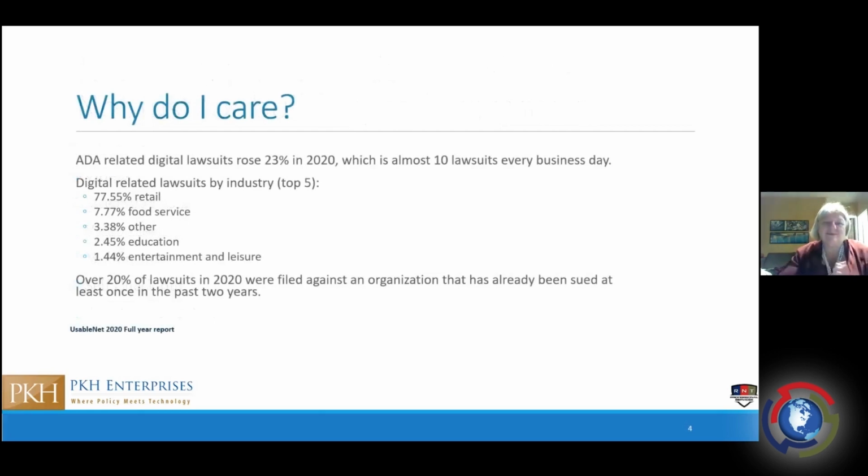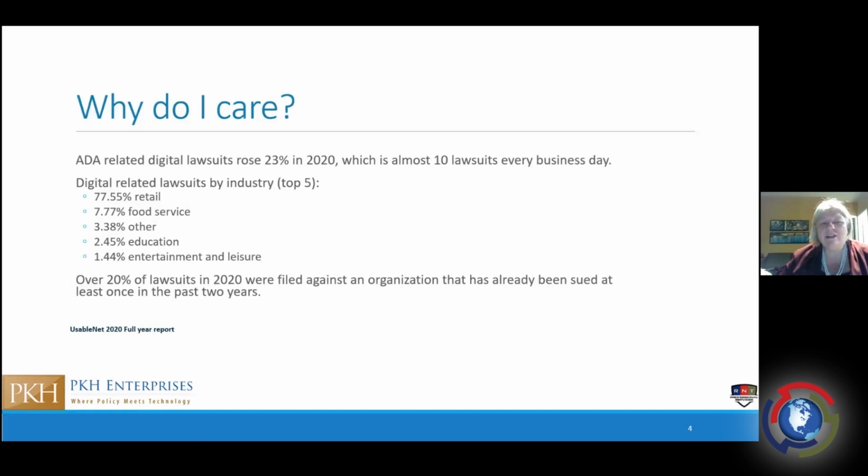So why do I care? ADA-related digital lawsuits rose 23% in 2020, which is almost 10 lawsuits every business day. Most of those are in retail. Some are in food service, education, entertainment, and leisure. So mostly it's when you're interacting with the public. But if you have that kind of position, that's key. But as I've said, we're all accepting more and more of this technology into how we do business.